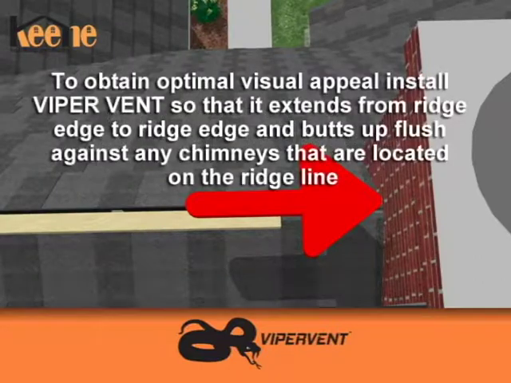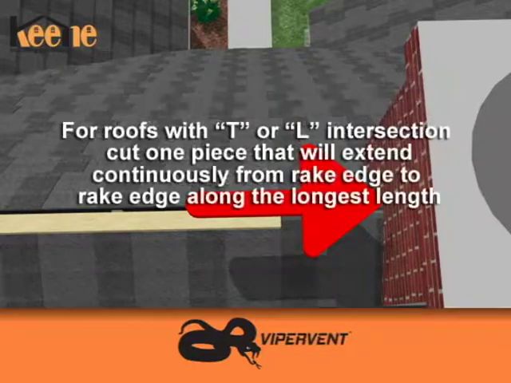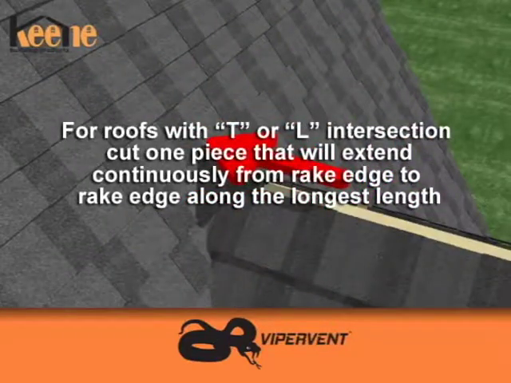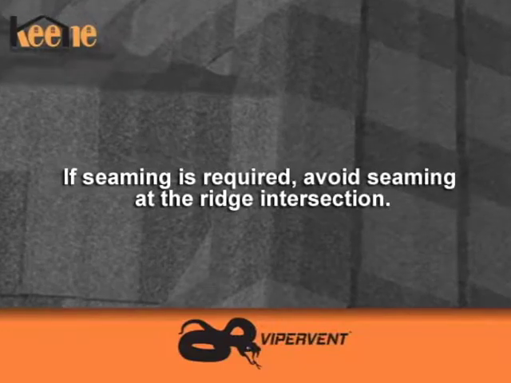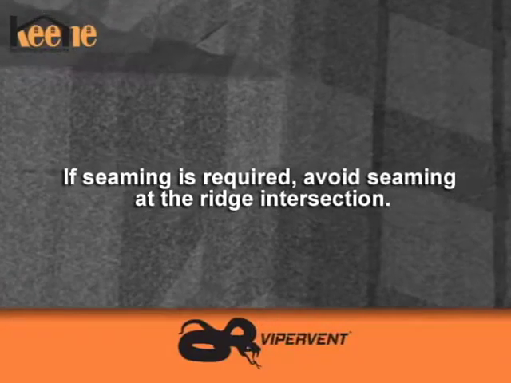To obtain optimal visual appeal, install ViperVent so that it extends from ridge edge to ridge edge and butts up flush against any chimneys that are located on the ridge line. For roofs with T or L intersections, cut one piece that will extend continuously from rake edge to rake edge along the longest length. If seaming is required, avoid seaming at the ridge intersection.